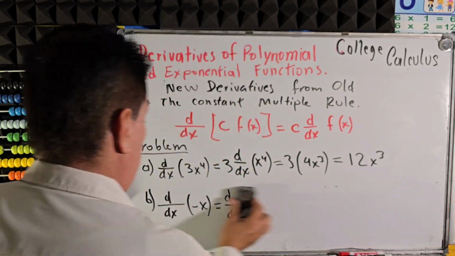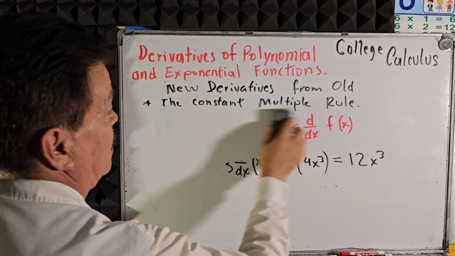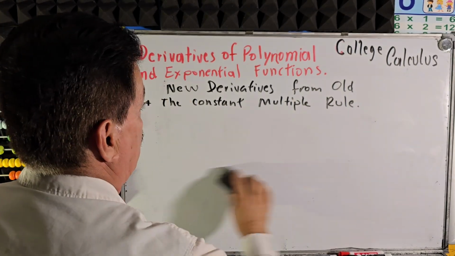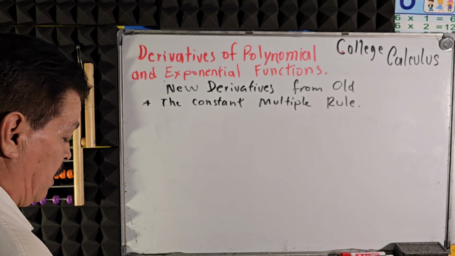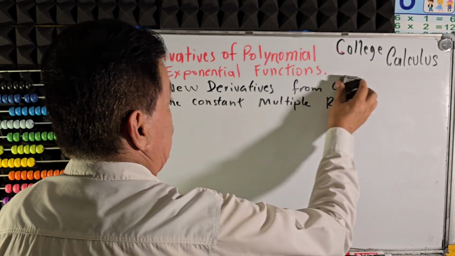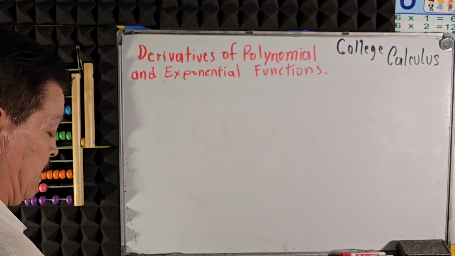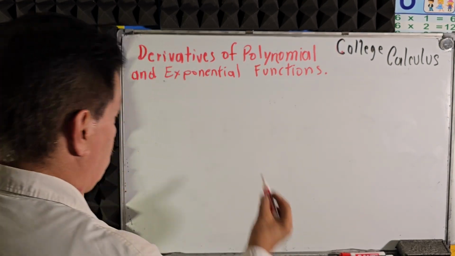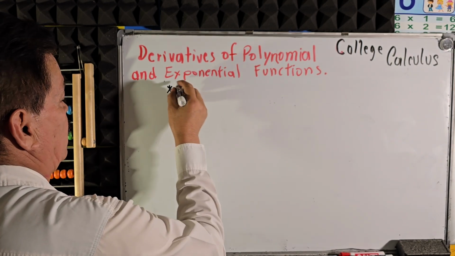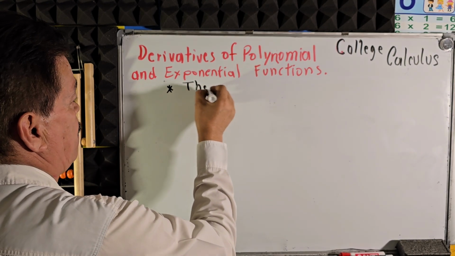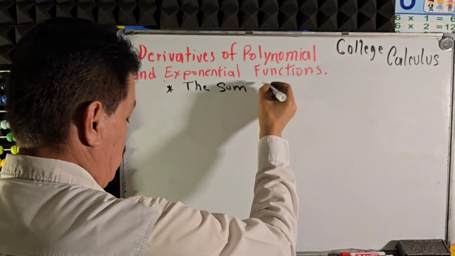Okay, let me show you one more question using a new derivative from all the constant multiple rules. Now apply another kind of property, the sum rule. Now we will have the sum rule. It's another one, the sum or addition rule.